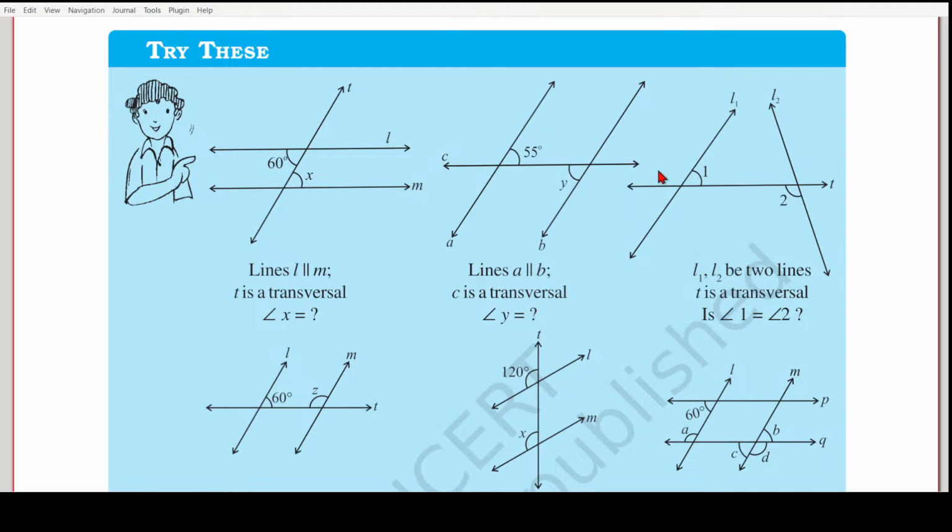2 is obtuse angle, 1 is acute angle, right? Yeah. Okay, but that's not the criteria. So what is the criteria? If these two are parallel, then what happens to this angle? Then what about this and this? What type of angles are there if these two are parallel?